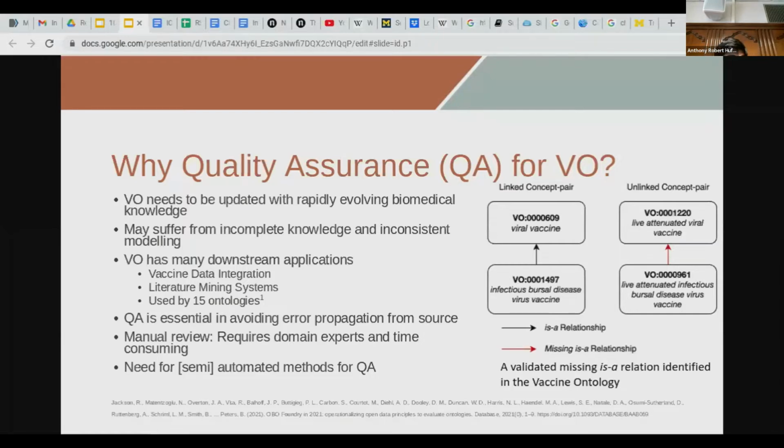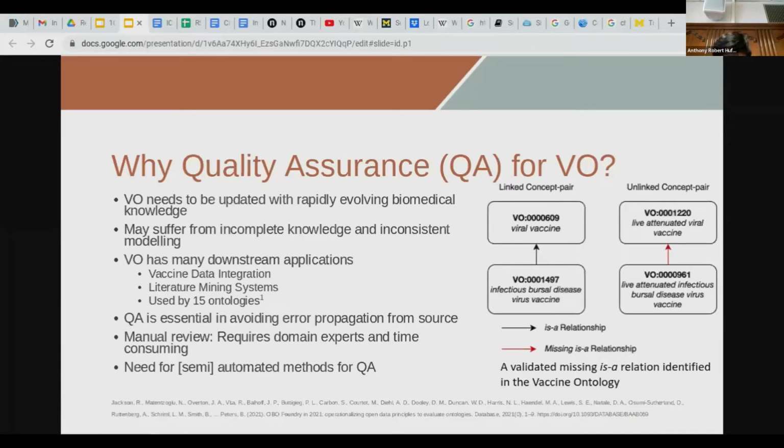The QA is essential because, like we mentioned earlier in terms of upstream fixing, we want to avoid these errors propagating from the source. And when it comes to manual review, it takes a lot of time and we need domain experts for that. So the best case scenario is to try to find at least a semi-automated method for quality assurance.